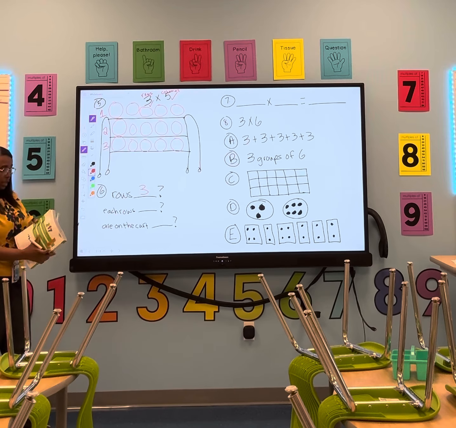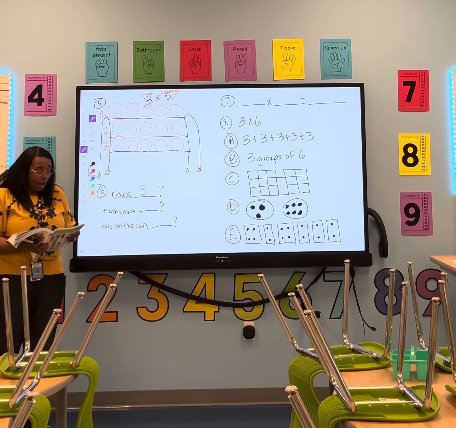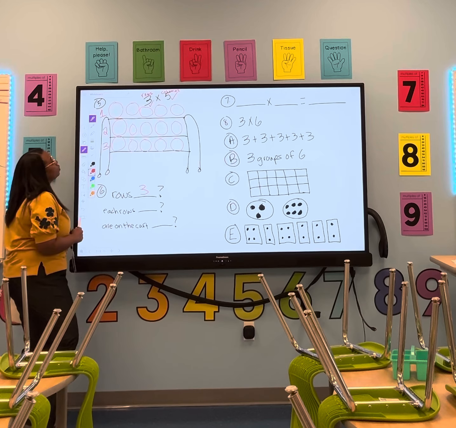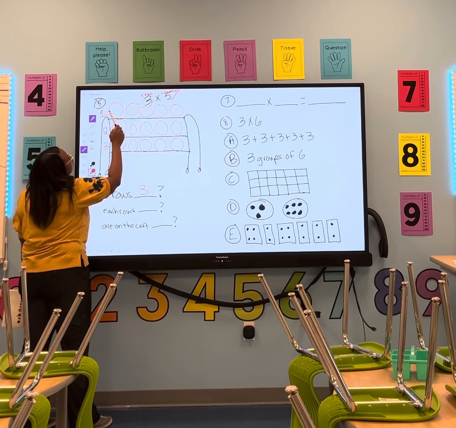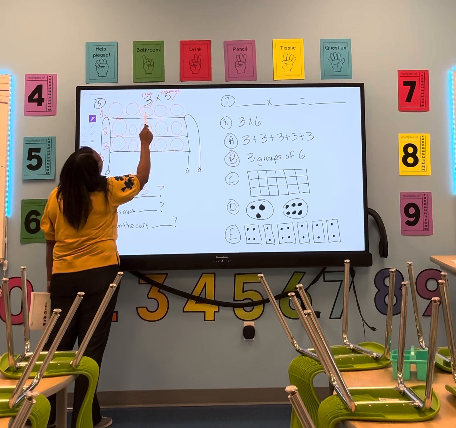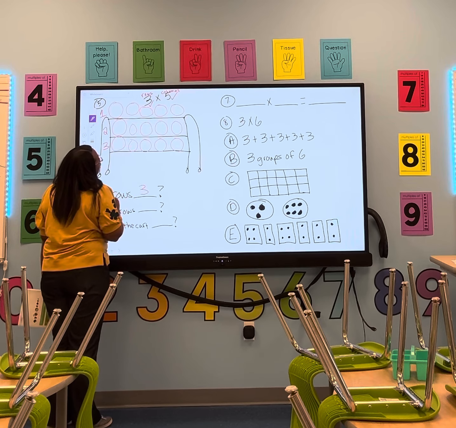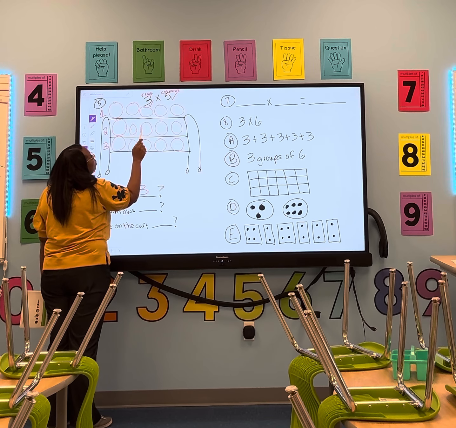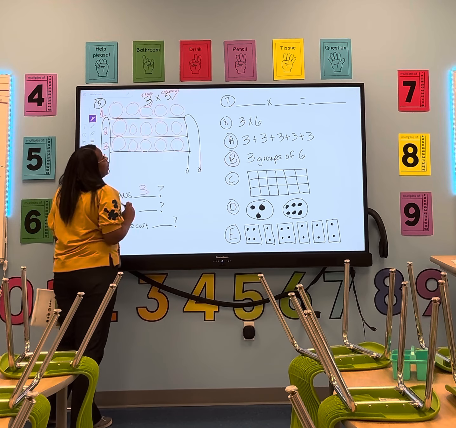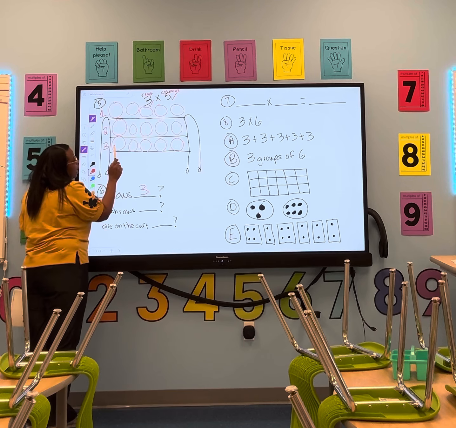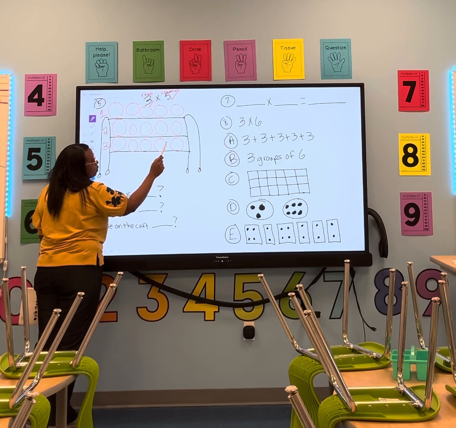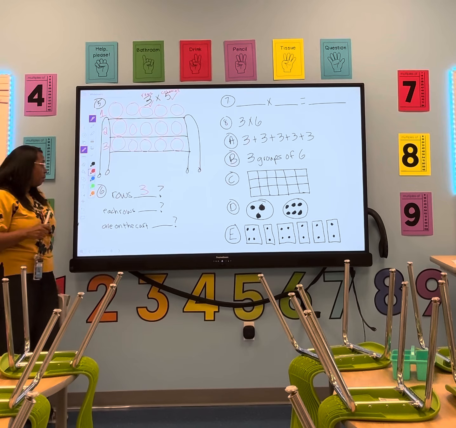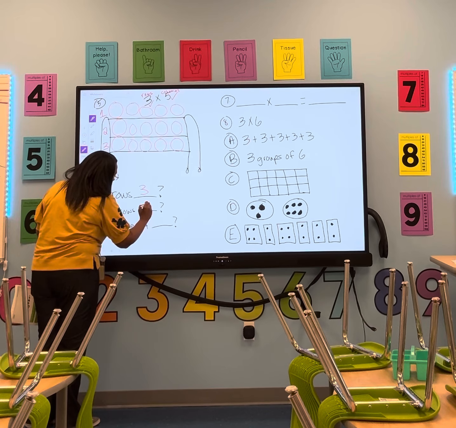So the answer for that one is going to be 3. Okay, let's go to the next question on number 6. How many basketballs are in each row? Okay, well, let's look at each row. How many do I have in each row? This row has 1, 2, 3, 4, 5. Row 2 has 1, 2, 3, 4, 5. Okay, let's look at row 3. It has 1, 2, 3, 4, 5. So in each row, I have 5 basketballs. So the answer is going to be 5.